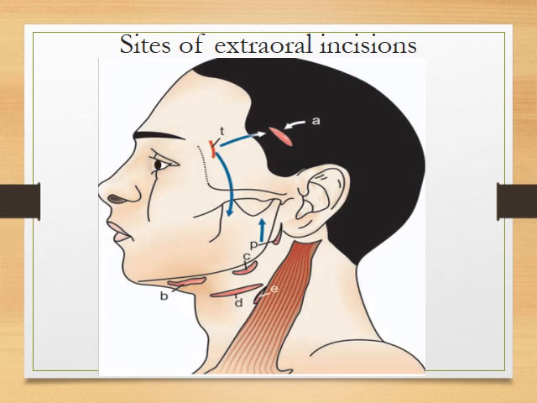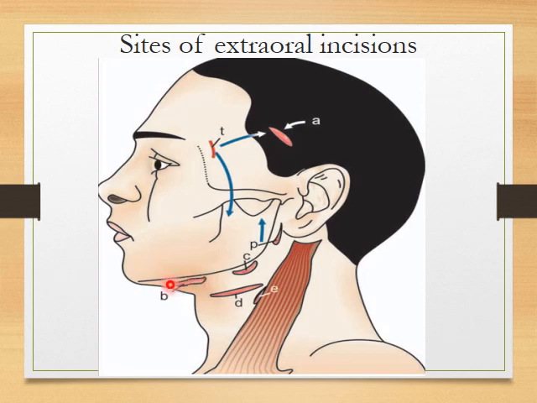As we discussed earlier, any extra oral swelling needs an extra oral incision and drainage performed by a specialist. But you should know where the sites of extra oral incisions are. This incision is used for the drainage of the temporal spaces, the deep and superficial temporal spaces.